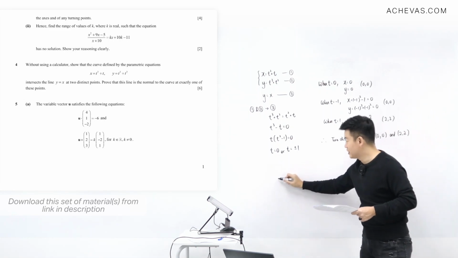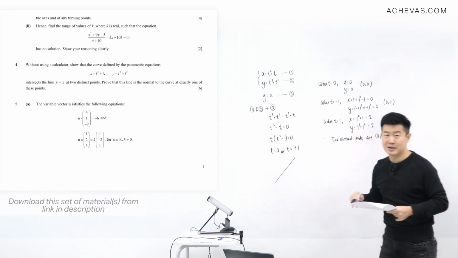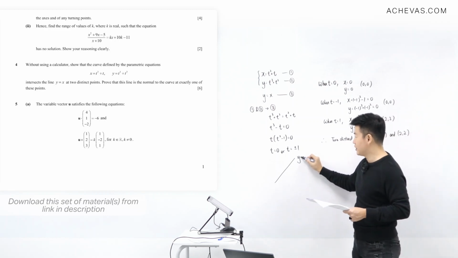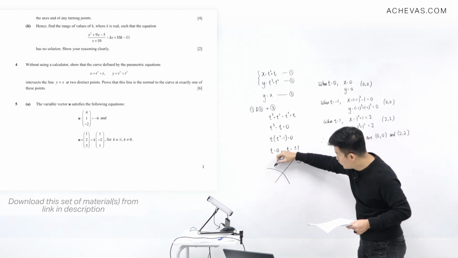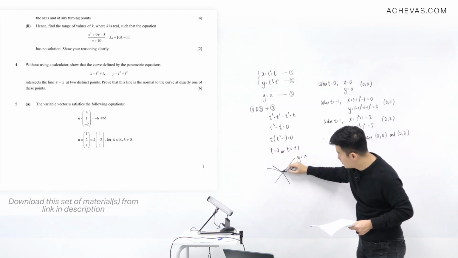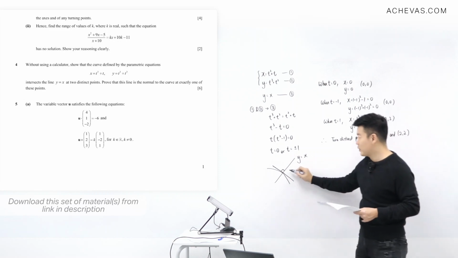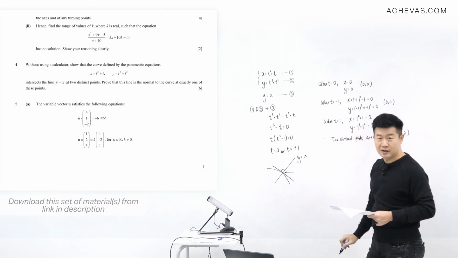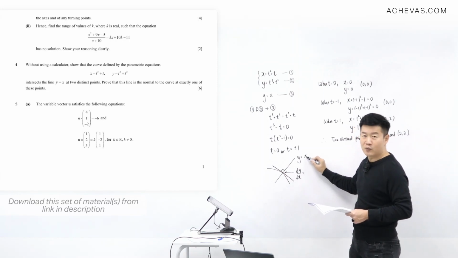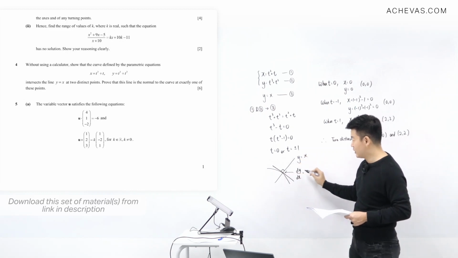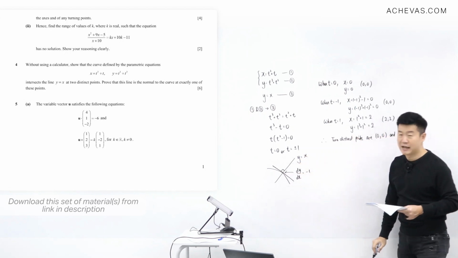So this line, let me just draw. This line must be normal to the curve. This line that we are talking about is the line y is equal to x. And this is normal to the curve. So we have something that is like this. Normal to the curve means that this line is going to be perpendicular to the tangent. Which means that we are expecting that the gradient of the curve here, dy dx, to be equal to -1 over the gradient of this line, because the gradient of this line is 1. So we're expecting this to be equal to -1.